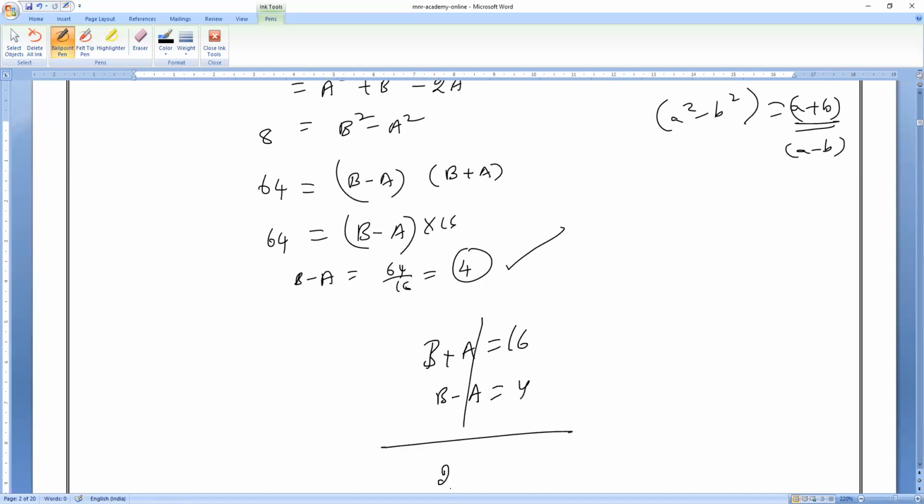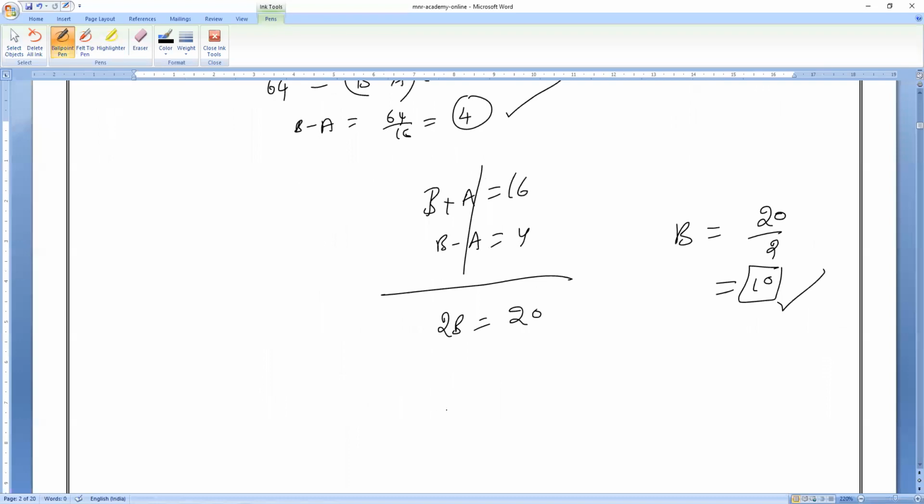So cancel A. So 2B is equal to how much will it come? 20. Then B is equal to 20 by 2, which is equal to how much? The B value is 10. Then substitute in A's place. So 10 plus A is equal to 16. So A is equal to 16 minus 10. So what is the A value? 6.